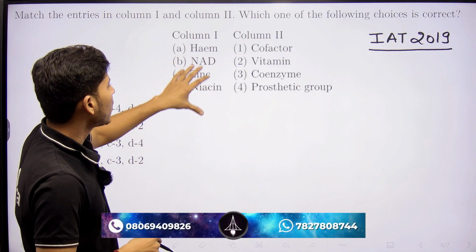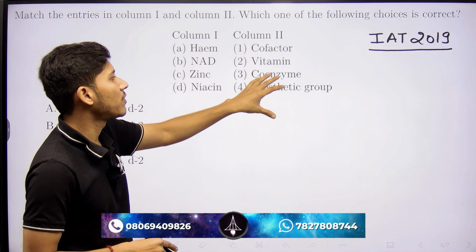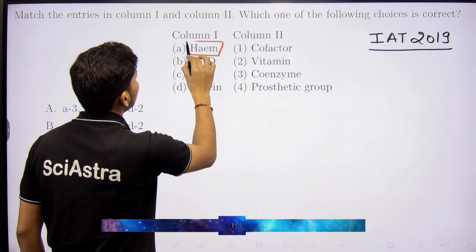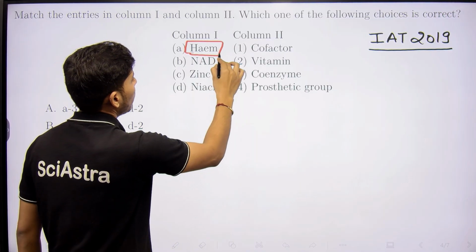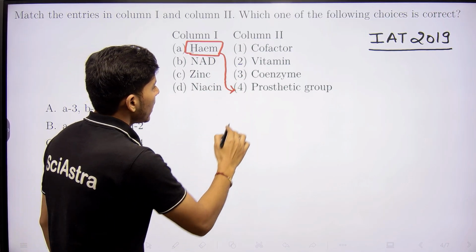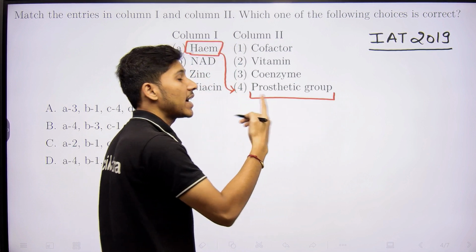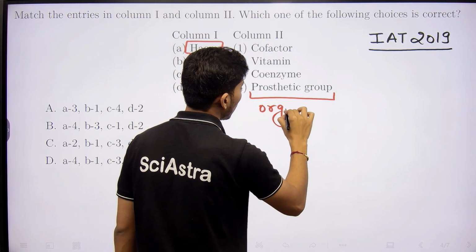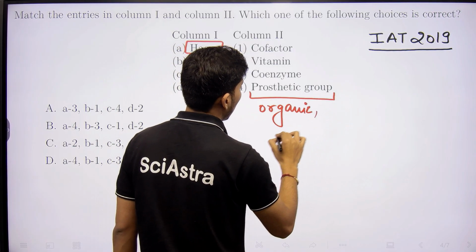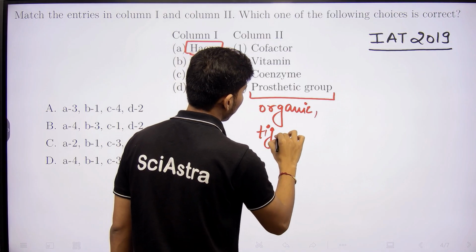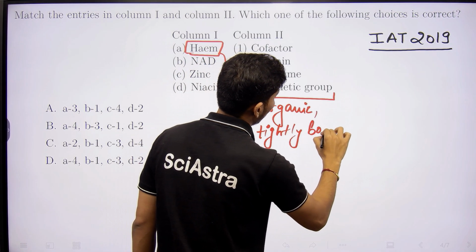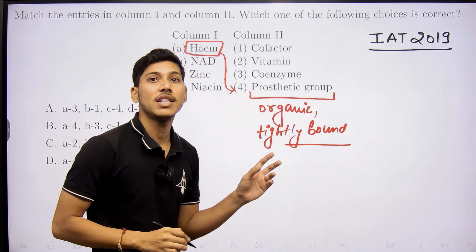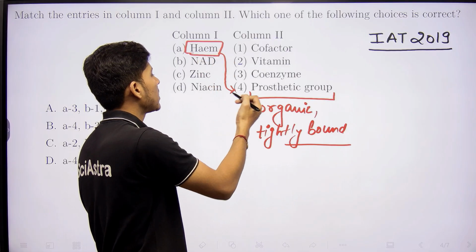which of the following parts of enzyme matches with which of the things given in column number 2. Okay. So heme is actually a prosthetic group. And what's a prosthetic group? A prosthetic group is a part of enzyme which is tightly bound to the enzyme, and it is an organic compound. So it's something which is organic in nature and tightly bound to the enzyme, known as a prosthetic group. So this heme is actually a prosthetic group which is present in peroxidase and catalase enzymes. So that's why A matches with 4.